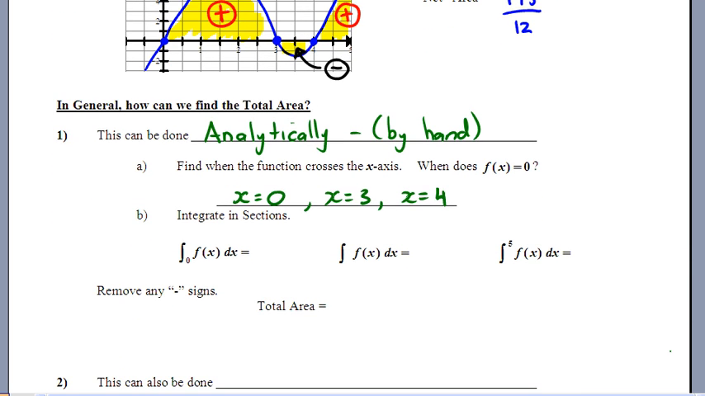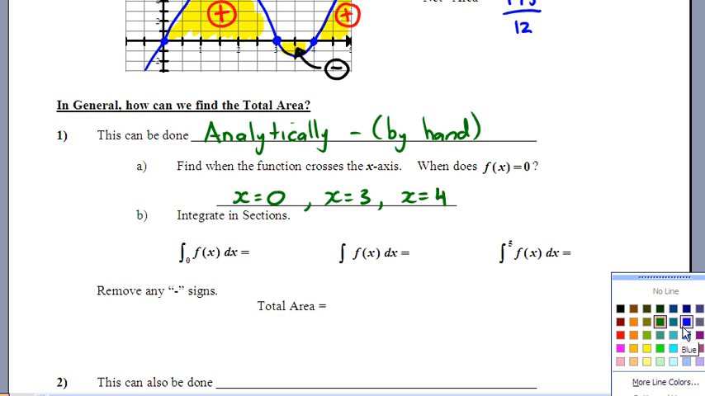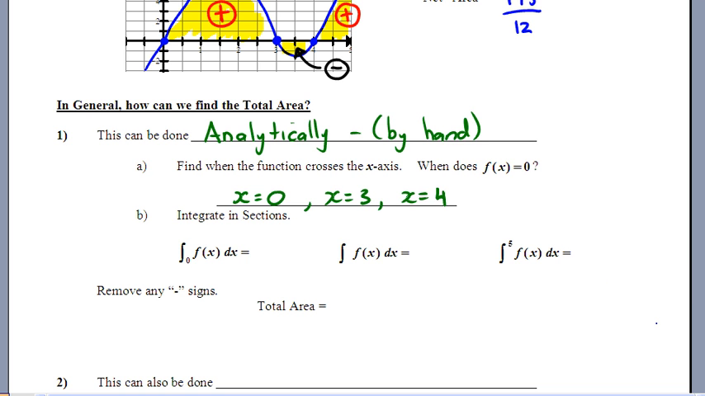Then you could go and ask the calculus to do some definite integrals in sections. You could say, okay, well, from 0 to 3, what do we get? And then we'll go from 3 to 4, well, the function's always in the negatives, and then finally from 4 to 5. And it would take you some time, but it's doable. Analytically, you could do it by hand.